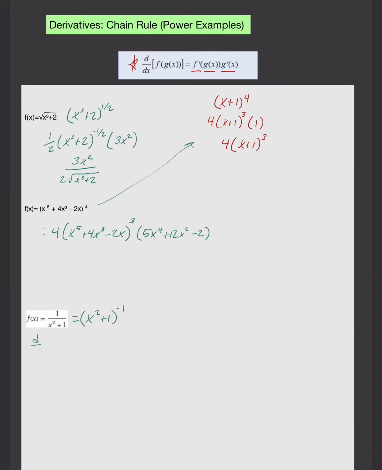Now if we take the derivative, so d/dx of f of x, we take our negative 1 out front times our inside function. We subtract 1 from that, and now we multiply by the derivative of the inside function, which should just be 2x. So now we can simplify this. We'll get negative 2x in the numerator. We can bring our x squared plus 1 to the denominator, and that'll be squared. And that's it for that.